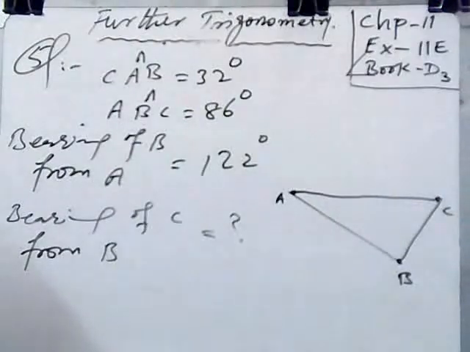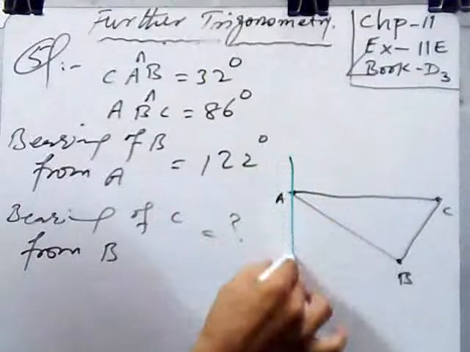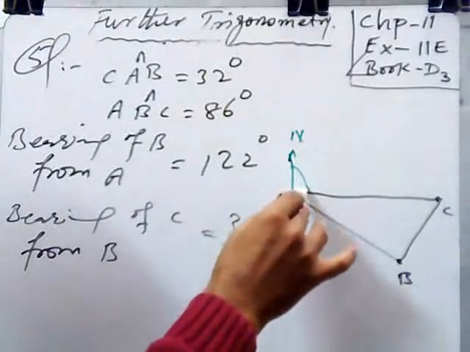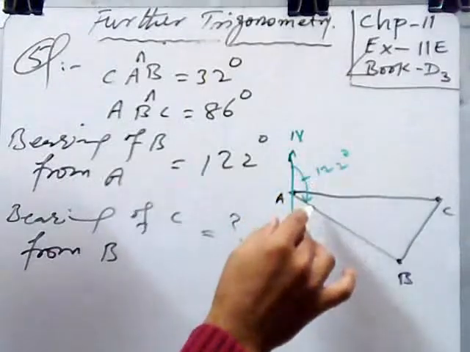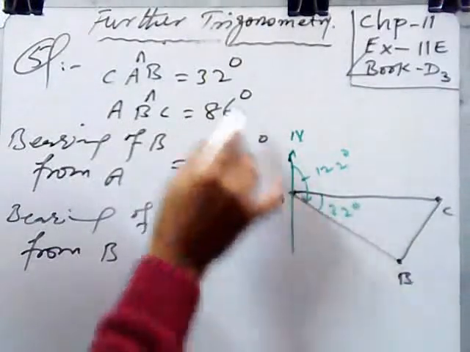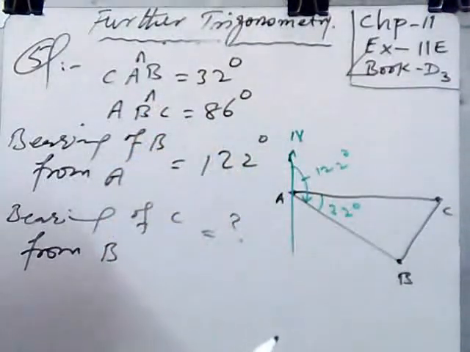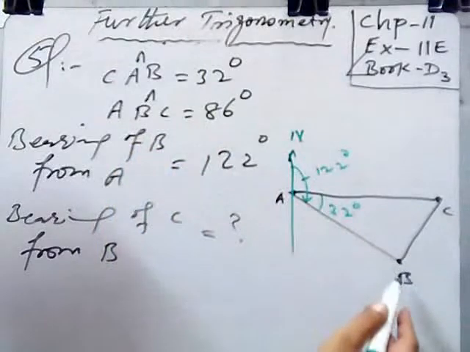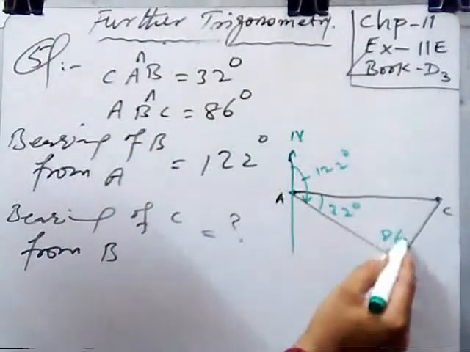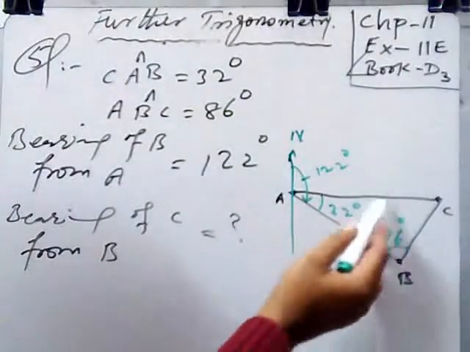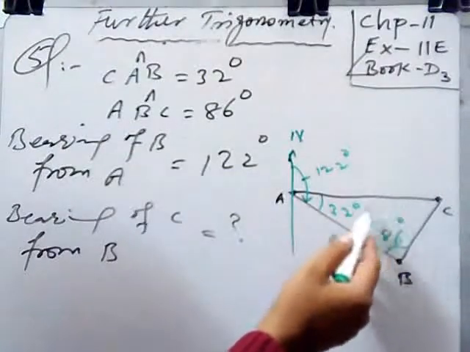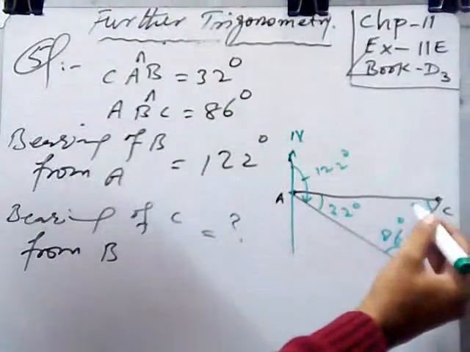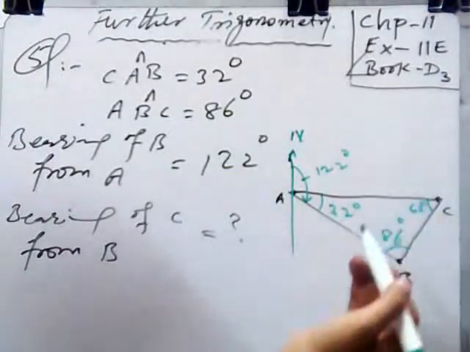The bearing is 122 degrees. If I draw the bearing, this one is north, coming from north in a clockwise direction, up to this one is 122 degrees, and this one is 32 degrees, given to you. The 86 degrees is the angle B, that is ABC is 86 degrees. By the sum of triangle angles, the sum of interior angles is equal to 180 degrees. After subtracting these two angles, this angle can be calculated, which is equal to 62 degrees, because 180 minus these gives this angle.